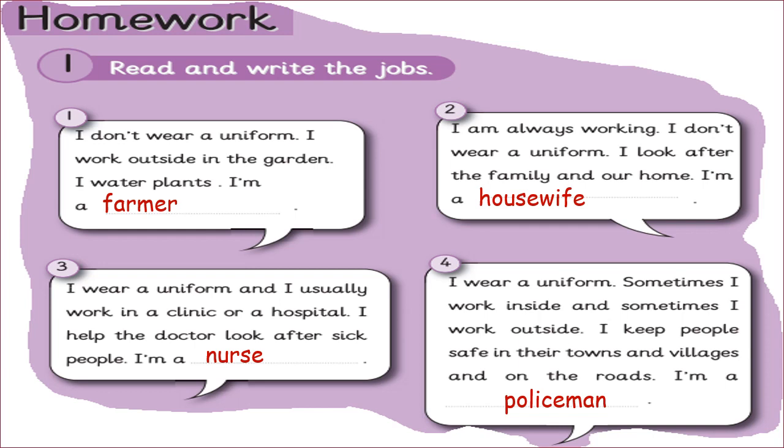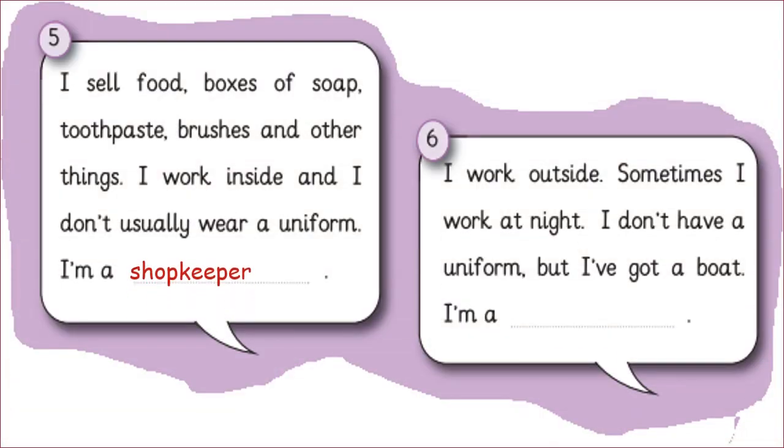Number four, I wear a uniform. Sometimes I work inside and sometimes I work outside. I keep people safe in the towns and villages and on the roads. I am a policeman. Number 5, I sell food, boxes of soup, toothpaste, brushes, and other things. I work inside and I don't usually wear a uniform. I am a shopkeeper. Well done.